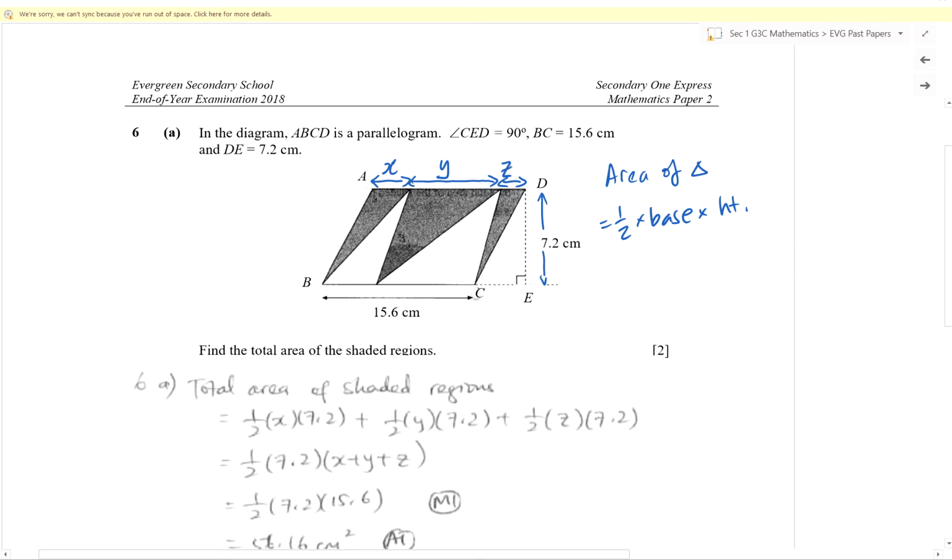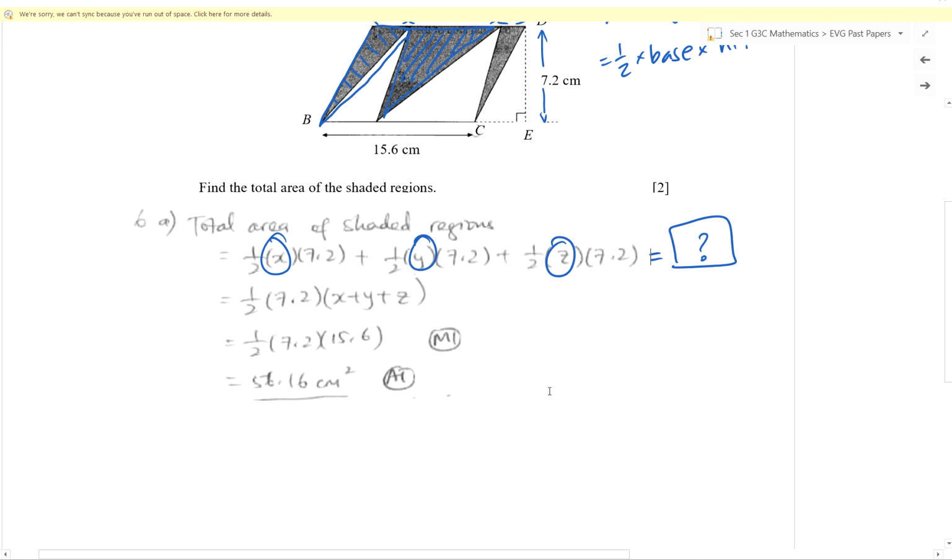So the area of the first triangle over here, which has a base of x, will have an area of half times the base x multiplied by the height of 7.2. For the middle triangle, it has a base of y. So half times y times the same height again, which is 7.2. And the last triangle has a base of z, so half times z times 7.2. So we know that this is the total area. But how are we supposed to find out this value if I do not know x, I do not know y, and I do not know z?